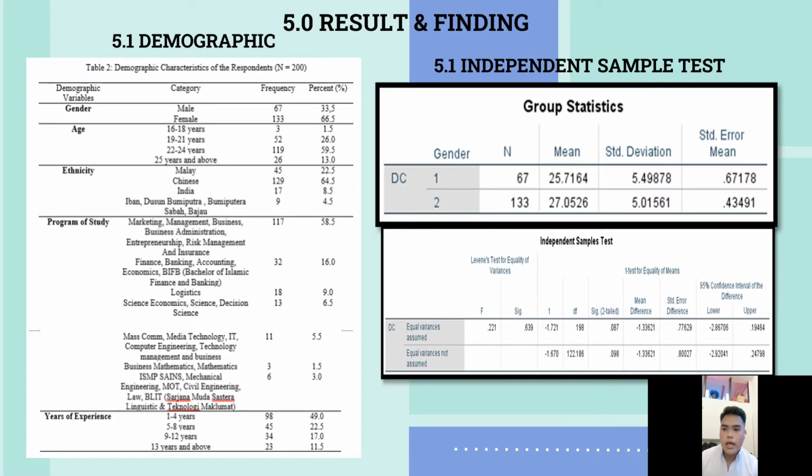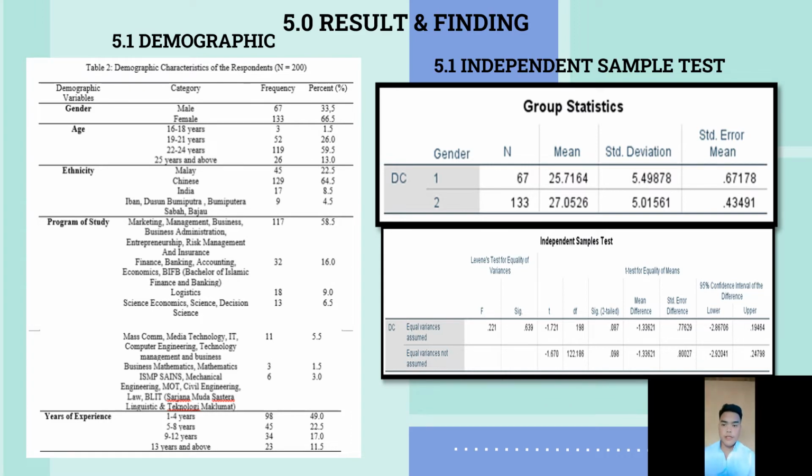In the study, more than half of the respondents were Chinese, which is 64.5%, while the second is Malay, which is 22.5%. The programs of study with the highest frequency were marketing, management, business administration, internship, risk management, and insurance cost, with a percentage of 55.5%, whereas the lowest was business mathematics and mathematics course with a percentage of only 1.5%. Many respondents only have 1 to 4 years of experience interacting with mobile and online platforms, which is 49%, while the second highest was 22.5%, who had 5 to 8 years of experience.